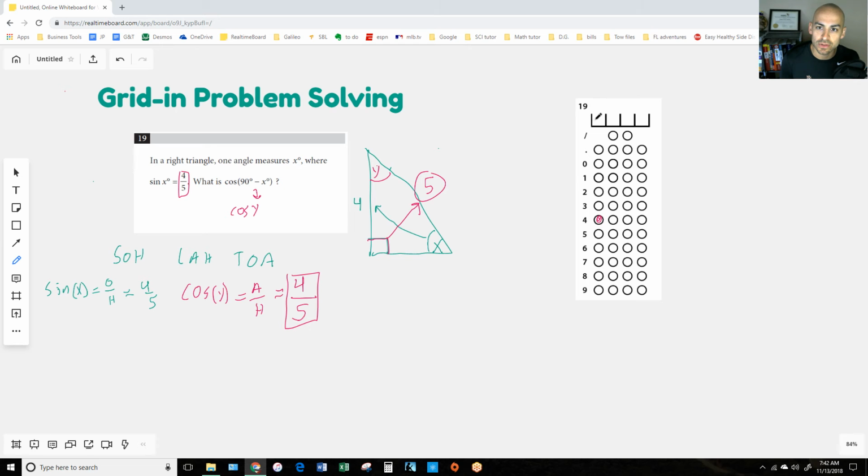And so what I'll do is, let me not break my methods here, 4 over 5. And I'll just go ahead and bubble that in. The SAT would accept 0.8 if that's something that you're more comfortable with. If you see numbers in regards to decimals more naturally, then that's perfectly fine. But if this is the approach that you take, there's no need to spend extra time converting or anything like that. But 80% or 0.80 is another answer that they would accept.